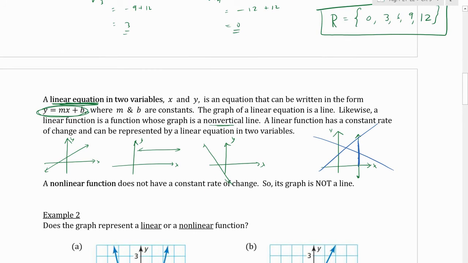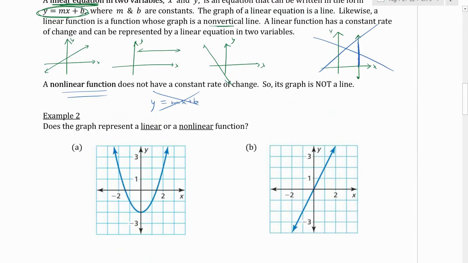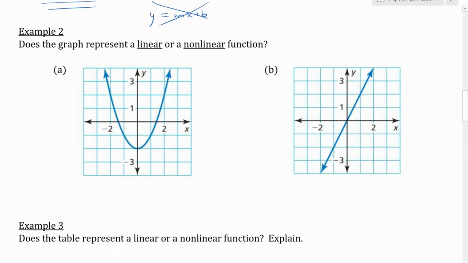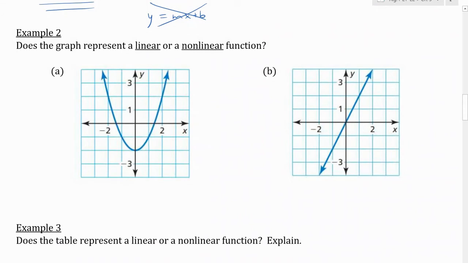So a nonlinear function does not have a constant rate of change. So its graph is not a line. It's something that can't be written like this. And what they mean by a constant rate of change is like some of the ones we were talking about yesterday where the x went up by 1, but the y went down by 2, and that always happened. So pretty much, please don't make this difficult.